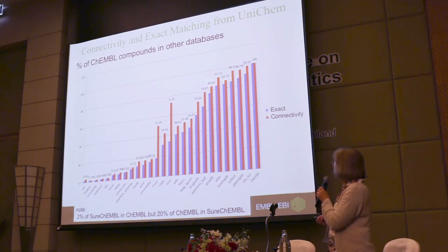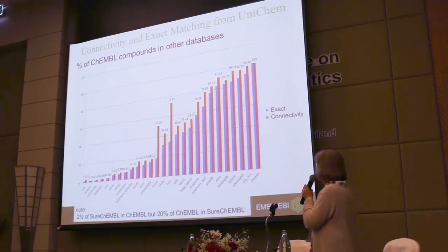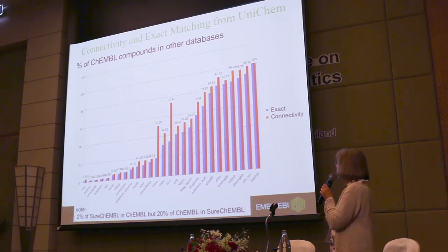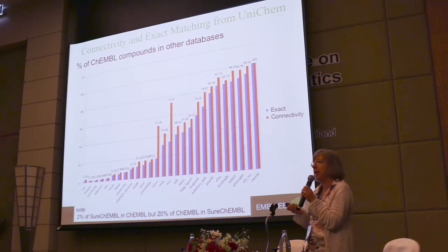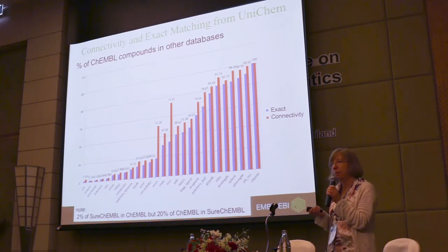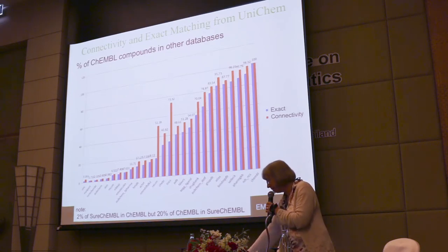This again is just to show that it is fairly common across a whole range of databases. This is showing the links between compounds in ChEMBL and the other databases that we have in UniChem. You can see that the red bars refer to the connectivity mapping as opposed to the exact matching, and you can consistently see that if you use that, you're seeing more compounds that could be identified as potentially the same or potentially of interest across these databases.